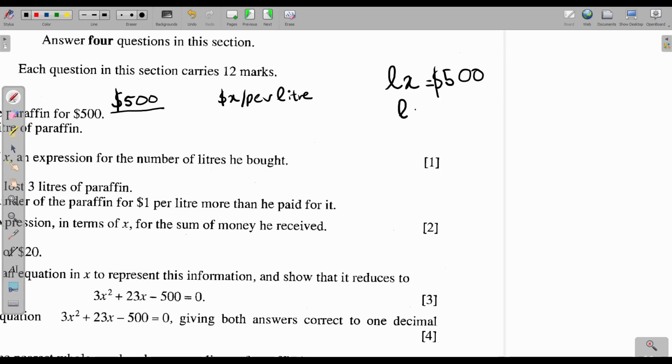So to get the number of liters, we can just divide both sides by x. So 500 divided by x would give us the exact number of liters that he bought. So the expression would be 500 over x.